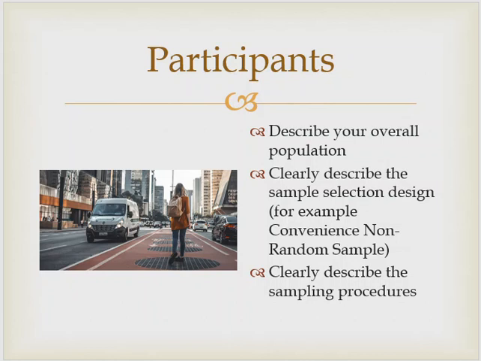Next, clearly describe the sample selection design. For example, you're using a convenience non-random sample. And finally, describe your sampling procedure. This section should be a mirror of what you put on your IRB concerning sampling and sampling procedure and population. Sometimes it's easier actually to answer the IRB questions first and then you write your section of the methodology paper.